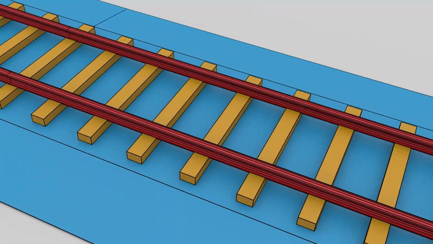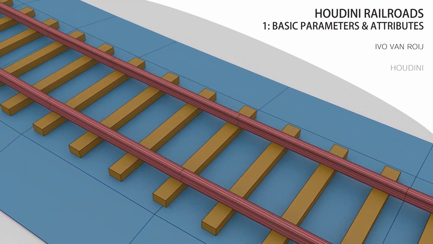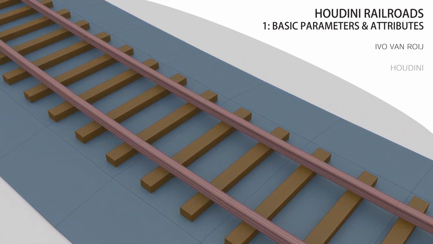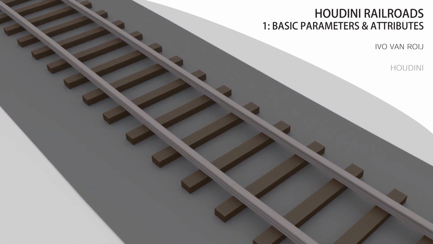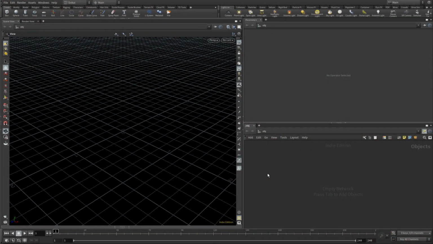Hi, and welcome to this first part of our Houdini Railroad series. In this series, we start with creating some attributes over our curves and then create a basic parameter interface so we can play around with what we've created. So without further ado, let's dive into Houdini.